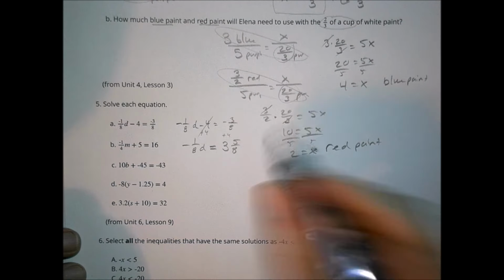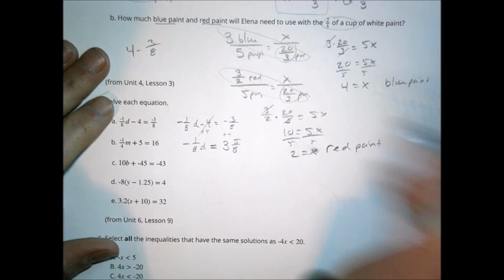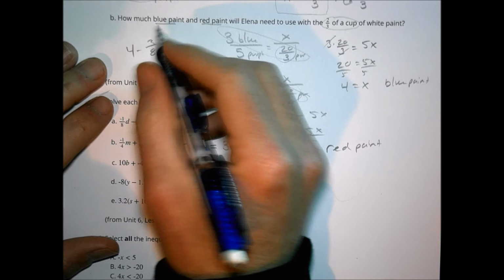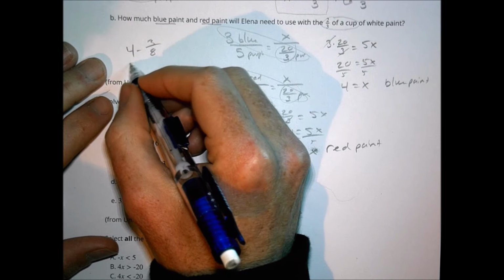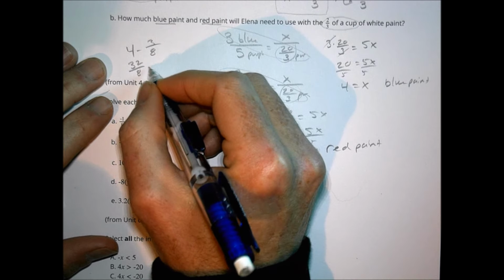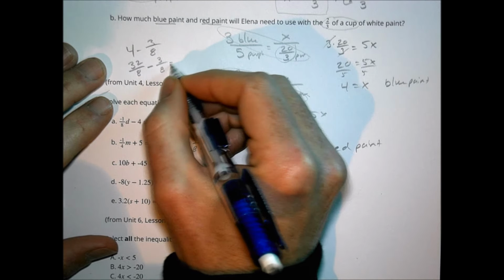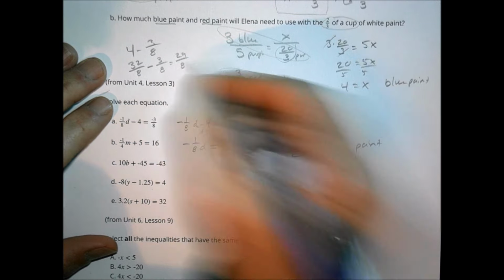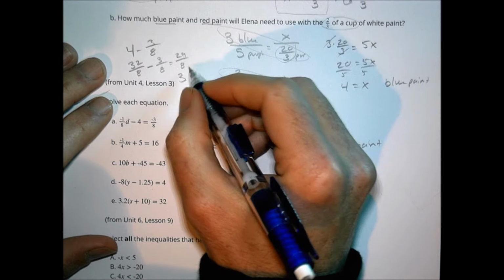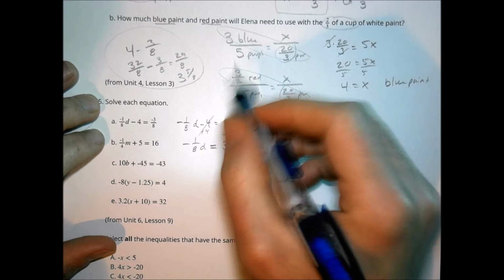If I did 4 minus 3/8, I need a common denominator, right? So to make this a common denominator, I can make this into 32 over 8, because 32 divided by 8 is 4. So 32 over 8 minus 3 over 8 becomes 29 over 8. And 8 goes into there 3 times with 5 left over, for 3 and 5/8. So a little bit lengthy process, but you can get to that point.